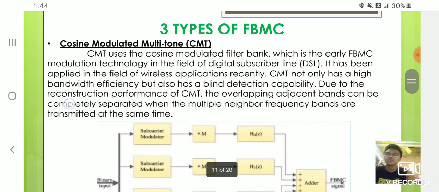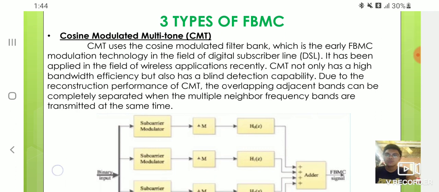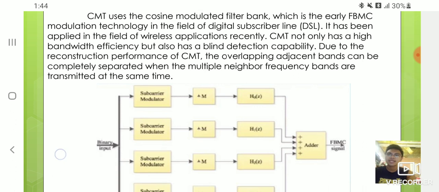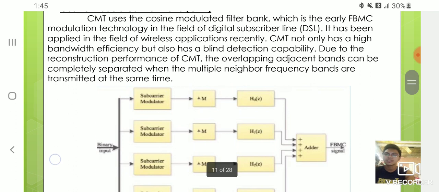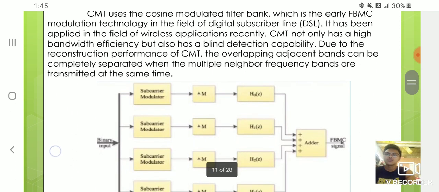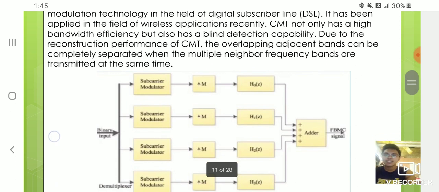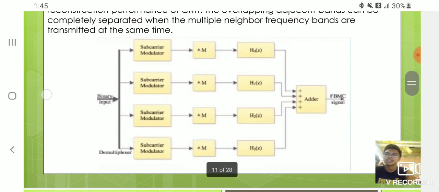First, we have the cosine modulated multitone (CMT). CMT uses the cosine modulated filter bank, which is the early FBMC modulation technology in the field of digital subscriber line, or DSL. It has been applied in the field of wireless applications recently. CMT not only has a high bandwidth efficiency but also has a blind detection capability. Due to the reconstruction performance of CMT, the overlapping adjacent bands can be completely separated when the multiple neighbors' frequency bands are transmitted at the same time.